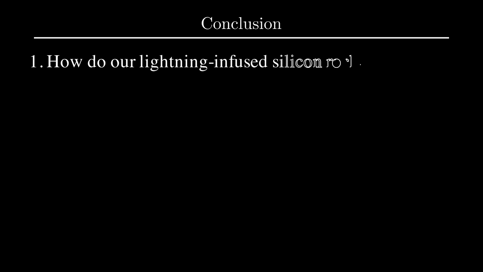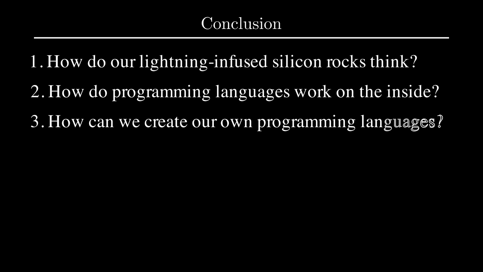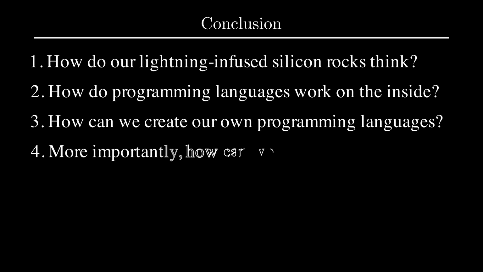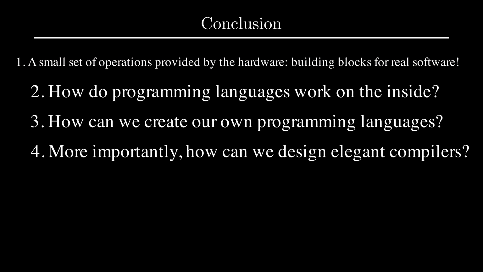First, how do our computers actually compute? Second, how do programming languages work on the inside? Third, how can we create our own programming languages? And finally, how can we design elegant compilers? Our computers perform computation by providing a small set of building block instructions called machine code that we can compose together to express our thoughts.